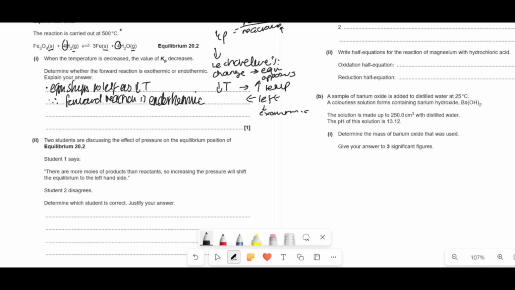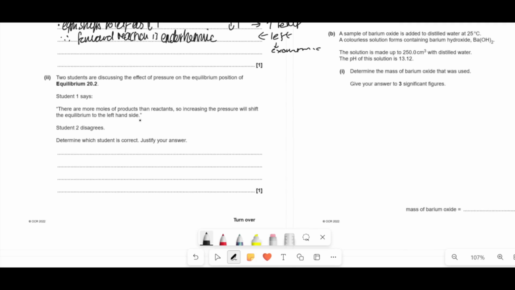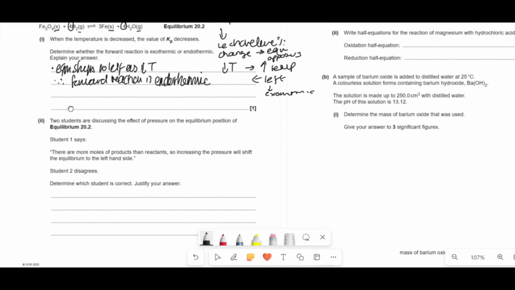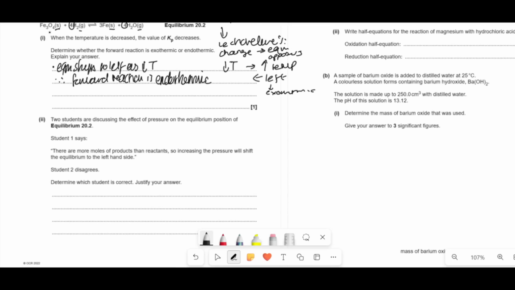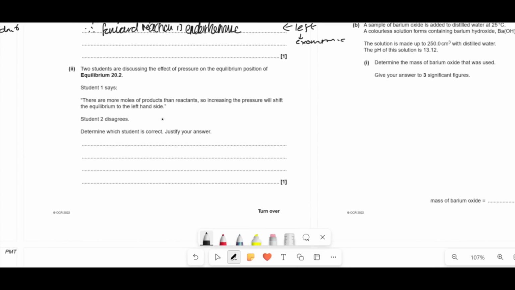So actually, increasing the pressure is not going to do very much because there's the same amount on either side. See, that pressure stuff only applies to gases, and changing concentration will only apply to either gases or aqueous stuff. These solid things aren't going to make the equilibrium shift. The only way to do that is to add more solid in. Pressure's not going to really affect them because they're not gases. So student 2, because there's the same number of moles of gaseous reactants and products.